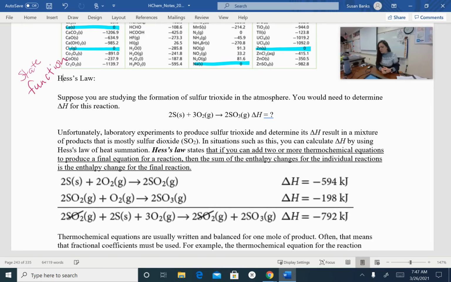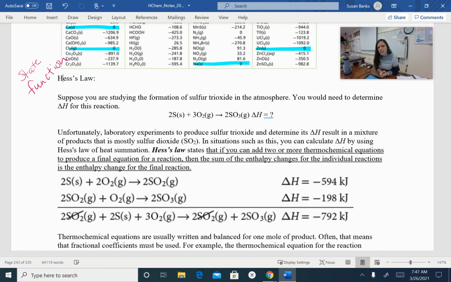And that's important, and that's why we can use different reactions and add them together to get the enthalpy for the reaction we want, because it doesn't matter how we get to that reaction, it just matters that we get to that reaction that we want. Let me give you an explanation of that.